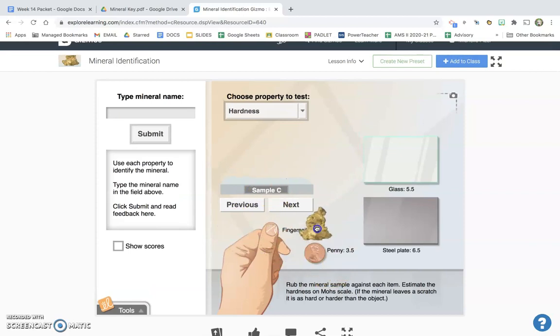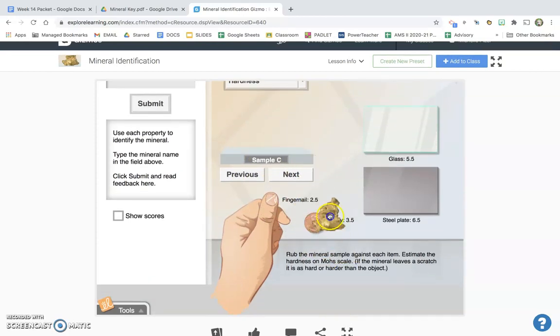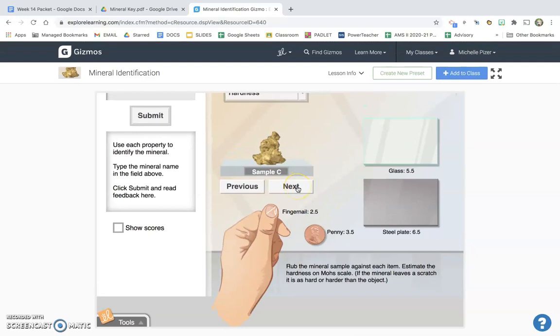It scratches the nail, but not the penny. So we're not even going to bother looking at these other ones because if it doesn't scratch the penny, it's not going to scratch these two. So if fingernail has a 2.5, but it doesn't scratch the penny, that means its hardness is, okay, and the hardness should have been 3.